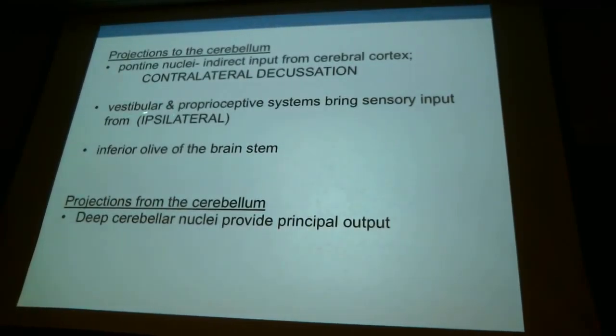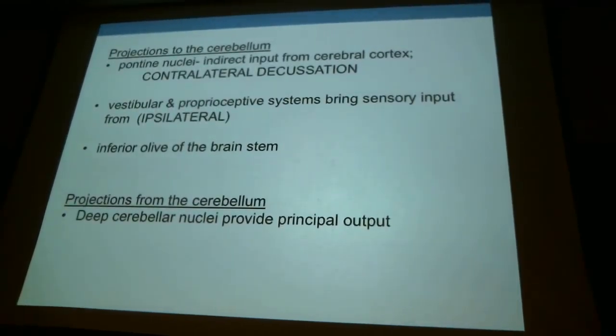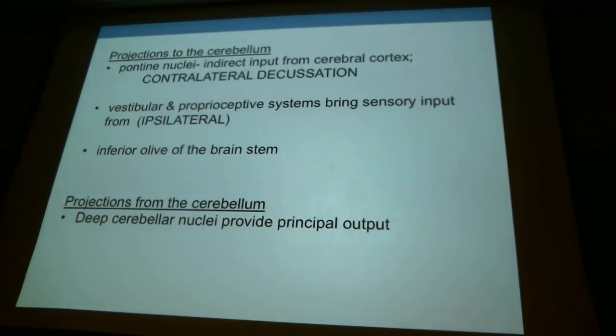In contrast, the vestibular and proprioceptive systems bring in sensory input from the ipsilateral side. Okay, so brainstem inputs are ipsilaterally projecting to the cerebellum. But importantly, these are all from that side of the body as well, at the level of the brainstem. And then finally, there's an input from the inferior olive, which we'll talk about in a few minutes. And then the projections out are these deep cerebellar nuclei.